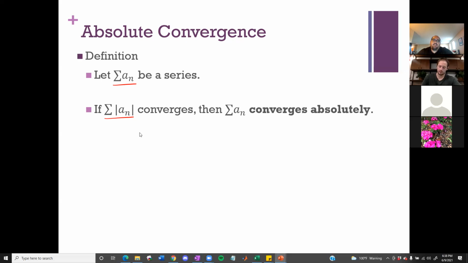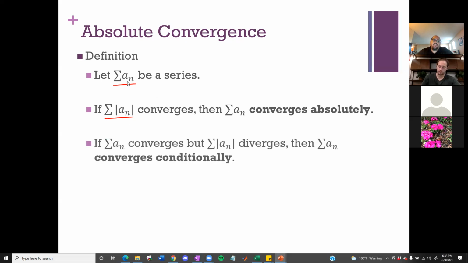All right, but what happens in this situation: let's say your base series converges, but if you add all the absolute values together, that diverges. That situation is called conditional convergence. Any questions on that definition so far?